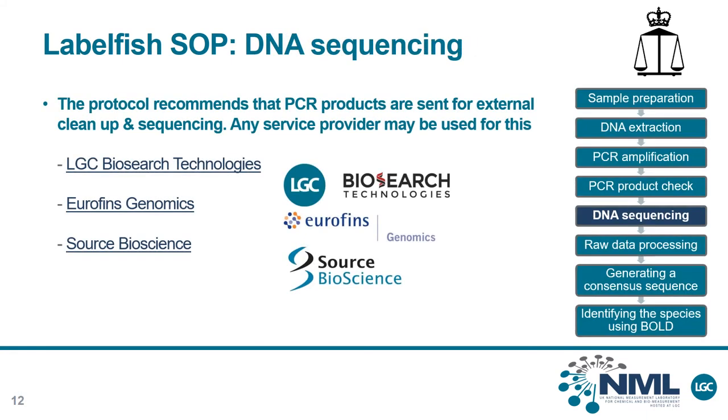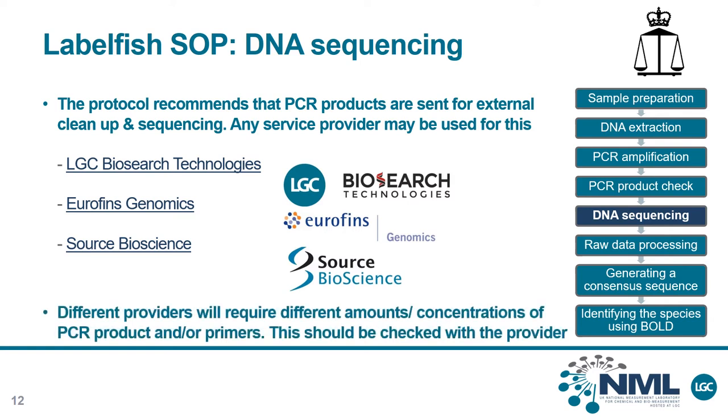The next step of the Labelfish SOP is Sanger sequencing. The protocol recommends sending the PCR products to an external company for cleanup and sequencing. Any service providers may be used, and 3 examples are shown on the slide. Different providers will have different requirements for PCR product and primer concentrations. It is important to check this when selecting a provider.